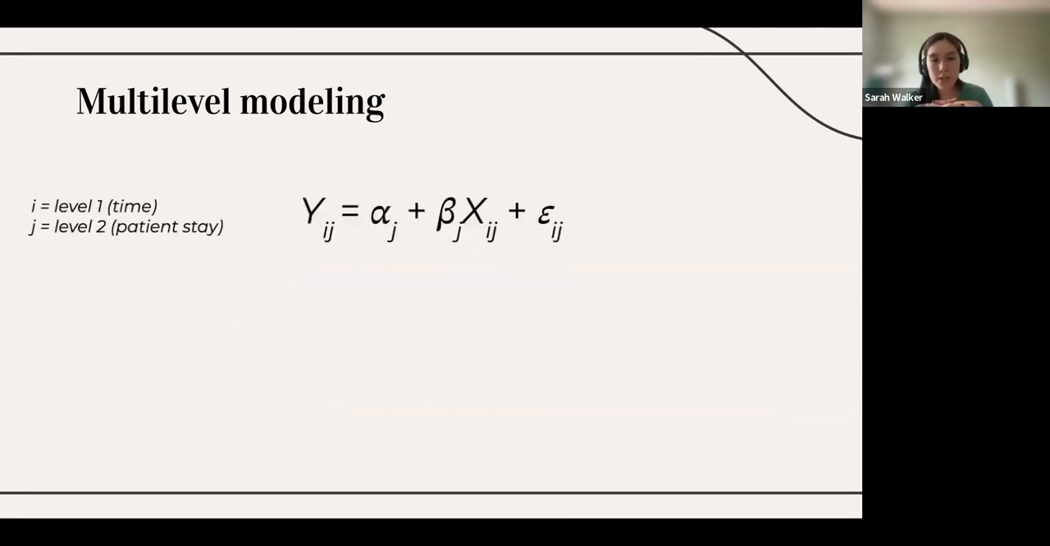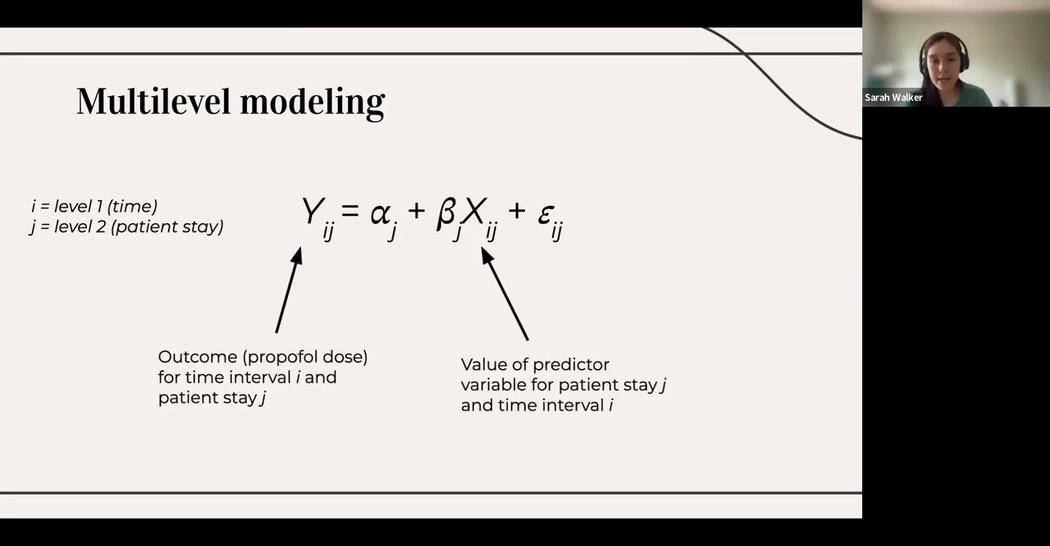So we have this equation here. Subscript I is for the level 1 time, subscript J is for the patient stay. And then our Y is a scalar for the outcome for some given time interval I or patient stay J. So for example, it's the amount of propofol a person might be getting at that point in time. And then X is a vector of predictor variables for that same time interval and patient stay.